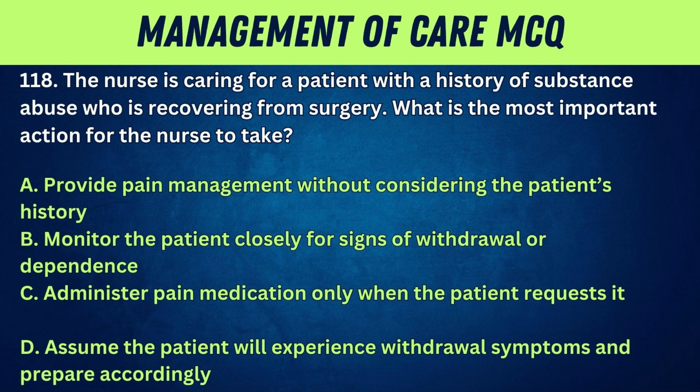118. The nurse is caring for a patient with a history of substance abuse who is recovering from surgery. What is the most important action for the nurse to take? A. Provide pain management without considering the patient's history. B. Monitor the patient closely for signs of withdrawal or dependence. C. Administer pain medication only when the patient requests it. D. Assume the patient will experience withdrawal symptoms and prepare accordingly.